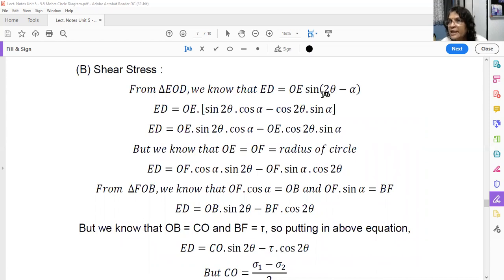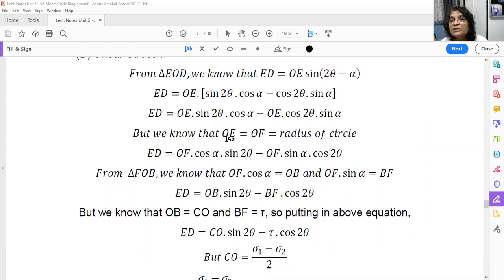Now you know what is sine A minus B? Sine A cos B minus cos A sine B. Okay, so ED is equal to OE as it is. Open the bracket: sine 2 theta minus alpha, that is sine 2 theta into cos alpha minus cos 2 theta into sine alpha. Multiply by this OE: OE sine 2 theta into cos alpha minus OE cos 2 theta into sine alpha. Okay. Now what is OE actually? It is a radius of the circle. So you can take it is equal to OF. Okay. So what is OF?